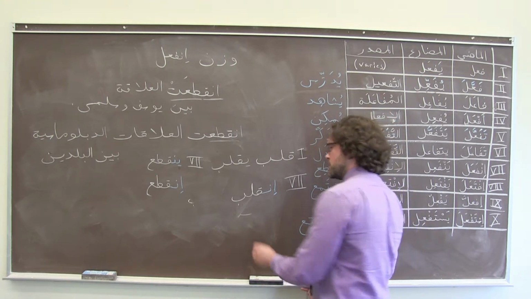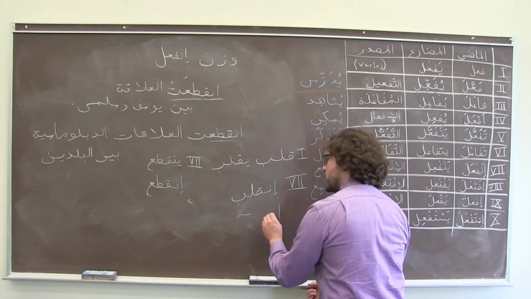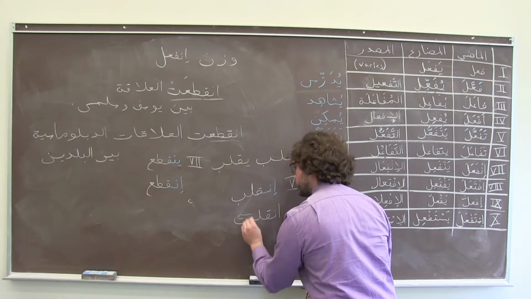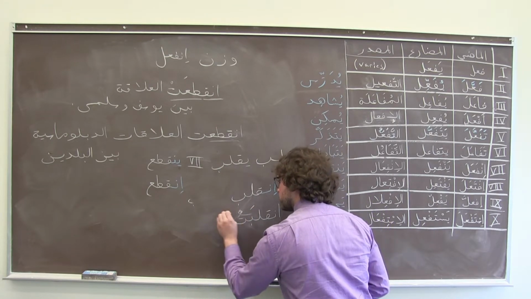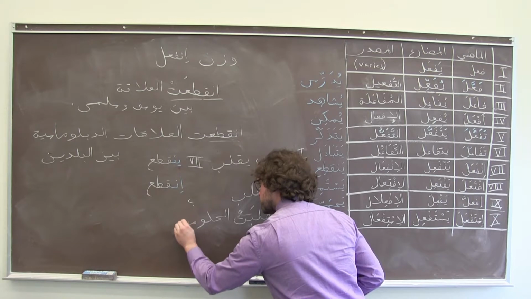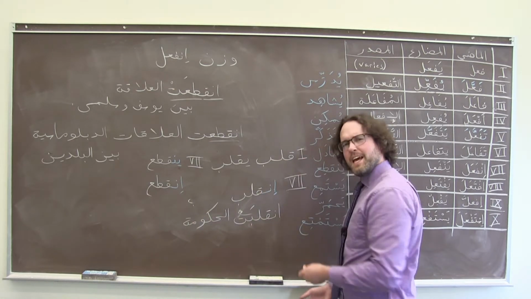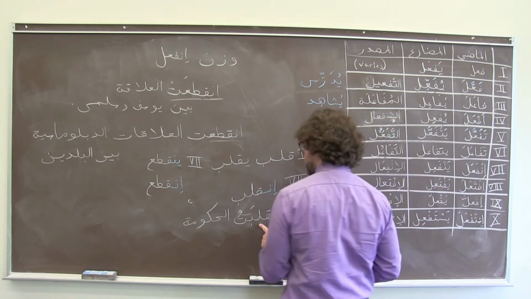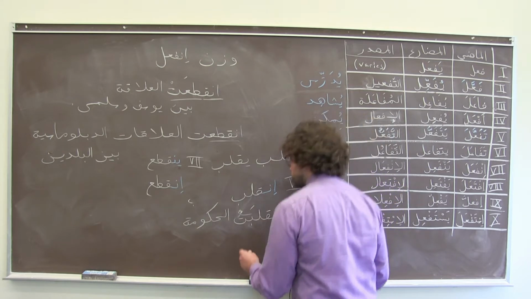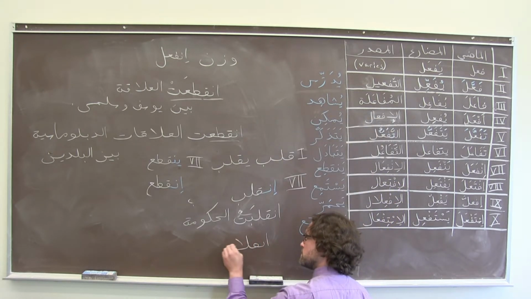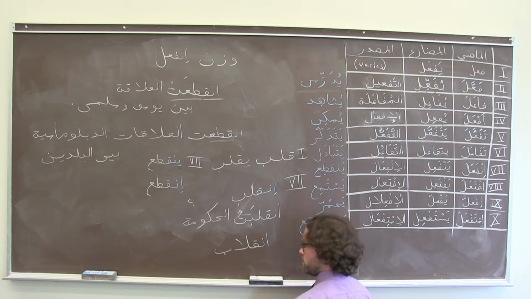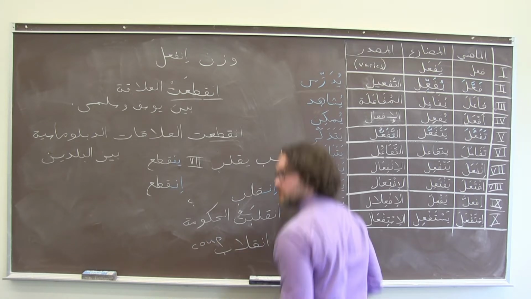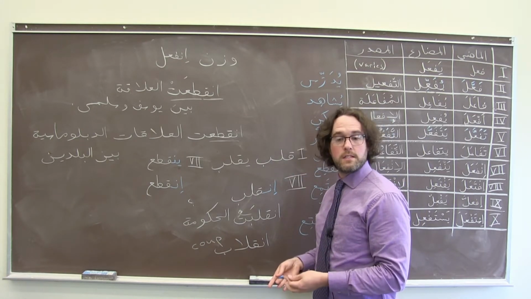I could say, انقلبت الحكومة, right? The government was overturned. Interestingly, again, we aren't quite sure who did it. The masdar of Form 7, inqilab, is a very normal word for coup, as in a political coup. So a coup is an overturning of the seat of power.